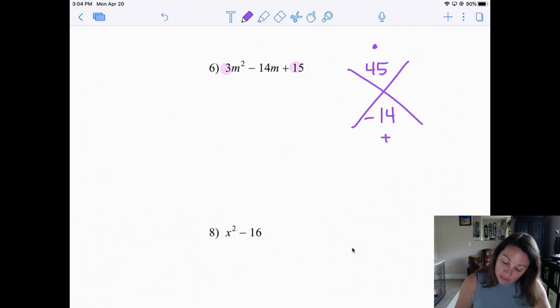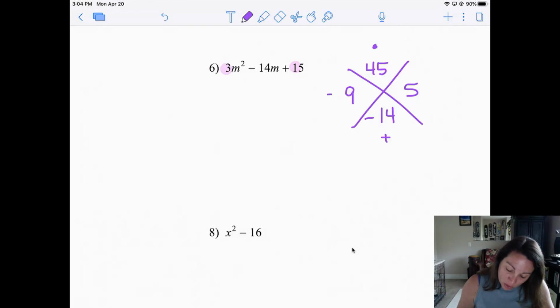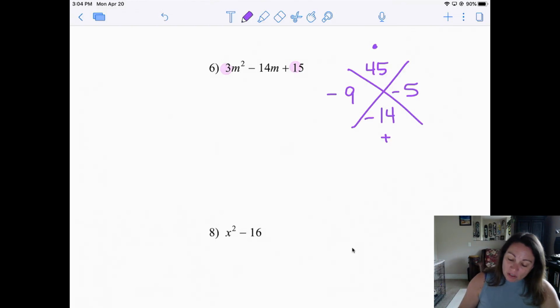Oh, hey, I think we can make 9 and 5 work, because 9 plus 5 is 14. But I need to make that 14 negative. So if both of these are negative, negative times negative is positive. Negative plus negative stays negative. So from here, it would be so great if I could just write m minus 9, m minus 5, but that wouldn't be the correct factors.